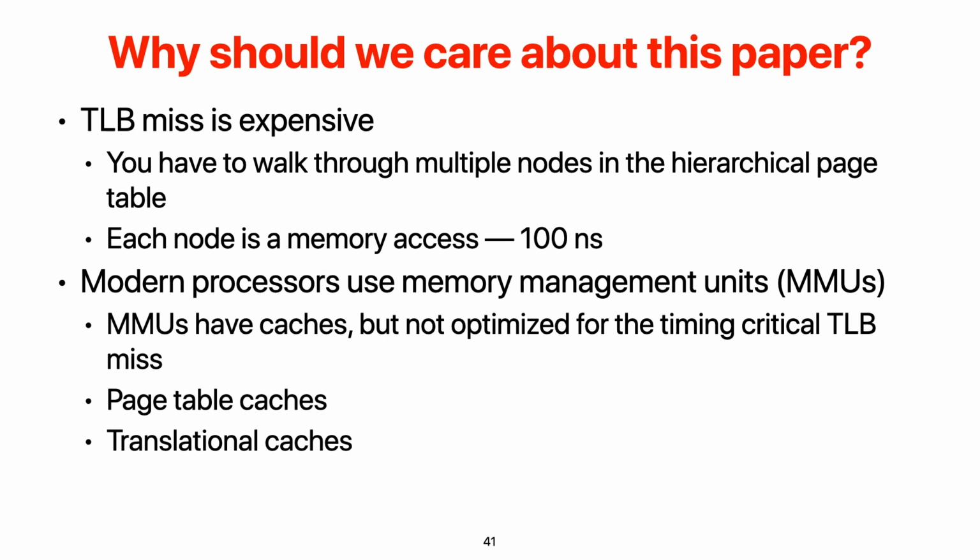Modern processors usually have their own MMU to walk through the page table. However, without any special assistance, this MMU still has to go through each node in a hierarchical page table. So modern processors' MMUs contain page table caches or translation caches to optimize the page table walk process.